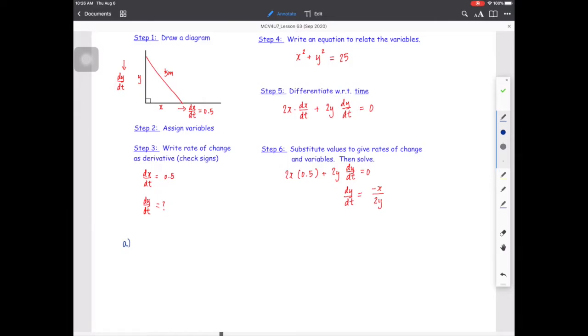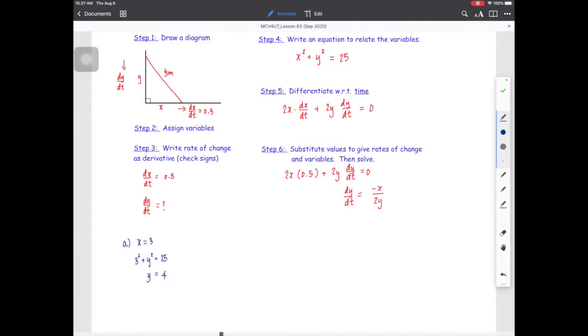Part A of the question, if you recall, asked how fast is the top sliding down the wall when the bottom is 3 meters from the wall? This implies that when x is 3 meters, what is dy by dt? Our equation still involves the y variable. So let's find the value of y when x is equal to 3. It is 3 squared plus y squared equals 25. So y must be the square root of 25 minus 9, which is 4.